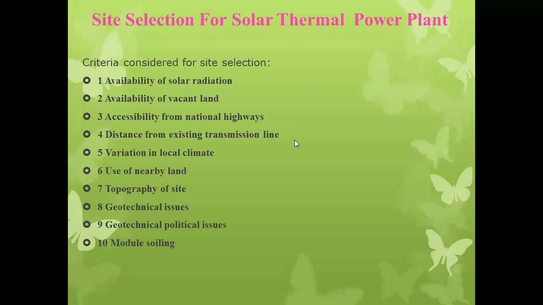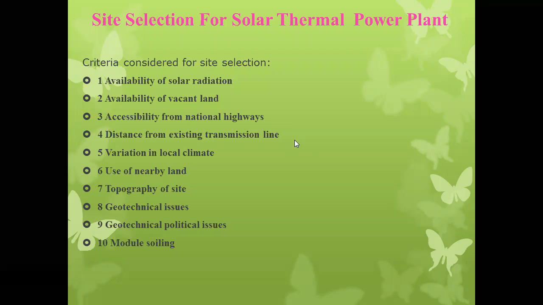Next, nearby land. Nearby land means it should be nearer to the personnel who are working there, nearer to their work and residence. Okay. Topography of the site. Topography means, once again, the climate situation we have to consider. We have to consider in which area that particular land is present. And we also have to consider the rainfall in that area, and the dust particles present in the atmosphere.